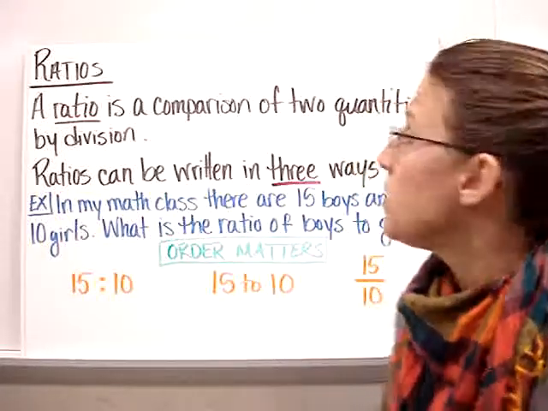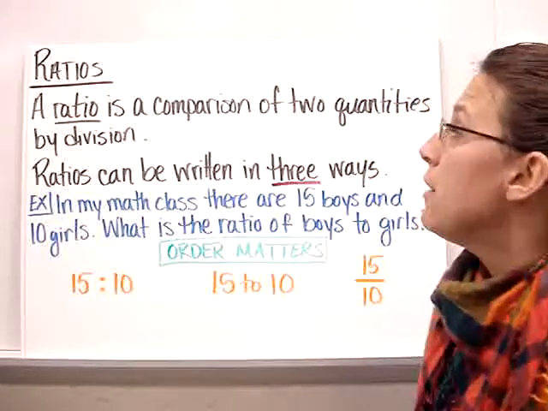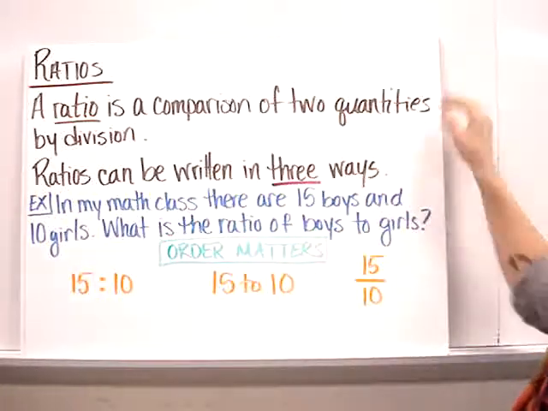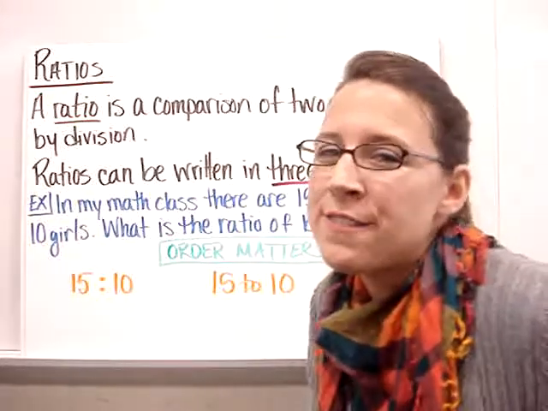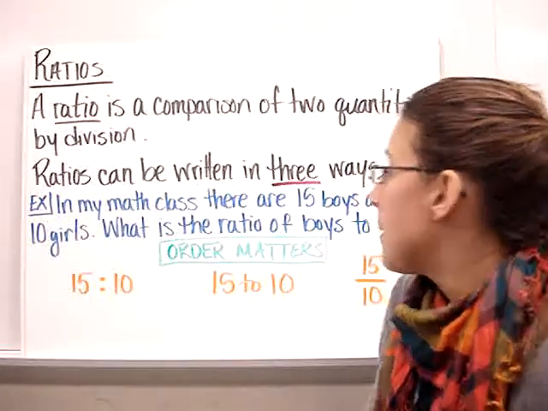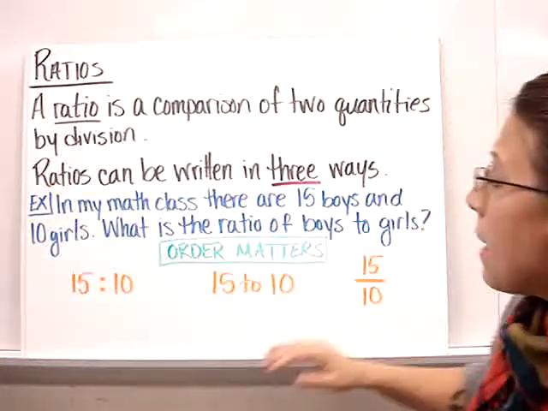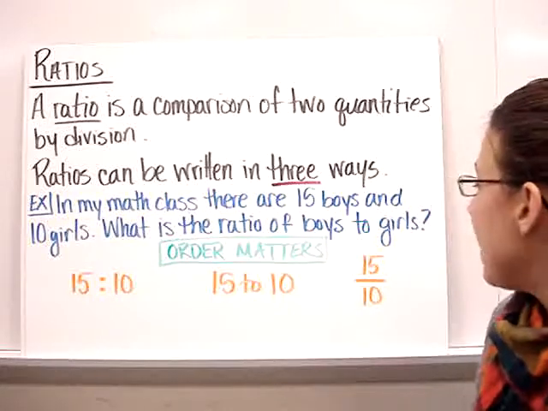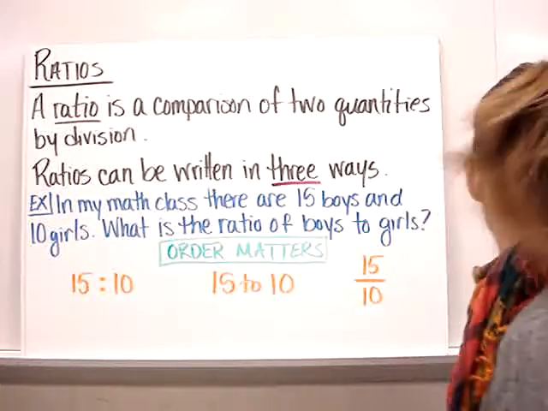Today's lesson is going to cover ratios. First of all, the definition of a ratio is that it is a comparison of two quantities by division. Ratios can be written in three ways. Here is an example. In my math class, there are 15 boys and 10 girls. What is the ratio of boys to girls?